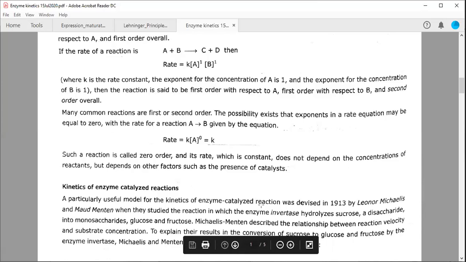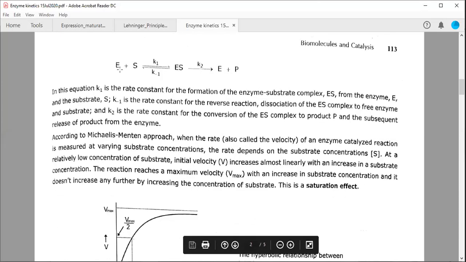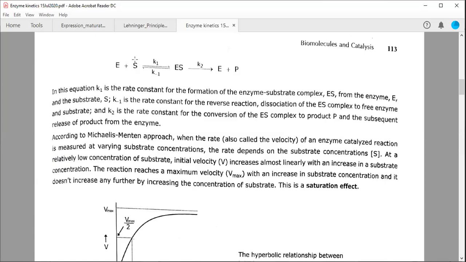So the scheme they have proposed says that sucrose is the substrate. So sucrose, either substrate or S, will bind with the enzyme invertase. Okay, so it is showing a kind of reversible reaction, and it will make the enzyme-substrate complex, which gives the product.